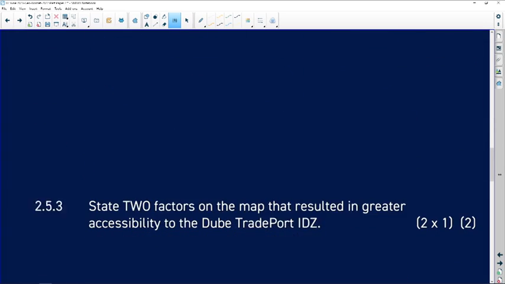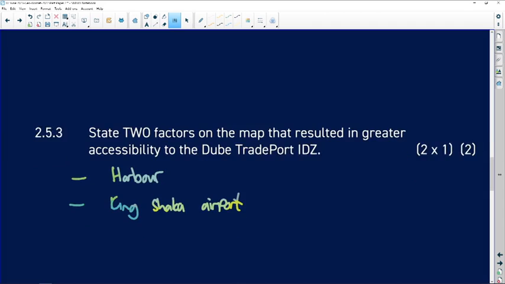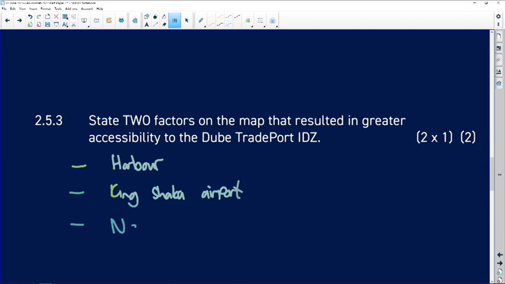Look at question 2.5.3. State two factors on the map that resulted in the greater accessibility to the Dube Trade Port IDZ. Okay, we've looked at it. It's very close to the harbour for exporting, and it's very close to King Shaka Airport, as well as the N2 that's situated a mere couple of minutes from Durban.